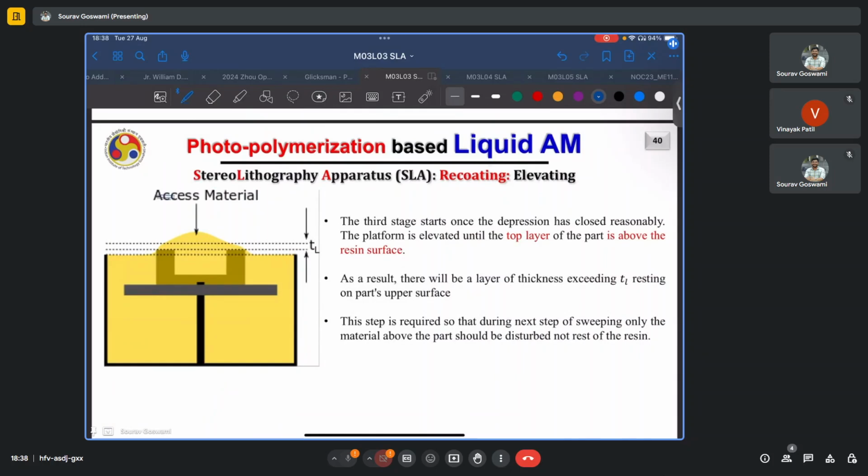Minor correction, this is actually excess material. Yes. The third stage is elevating the material once the deep dipping has been completed, and this starts once the depression has closed reasonably. We need not wait for it to close fully, as that might take additional time. But once we are reasonably assured that the depression has been covered, we can begin this next step. Now the platform is elevated until the top layer of the part is above the resin surface.